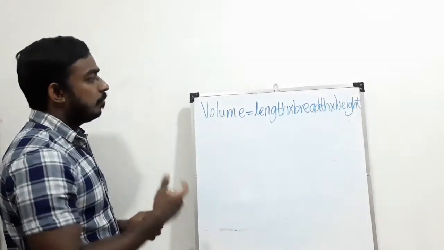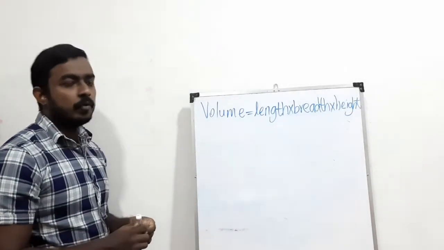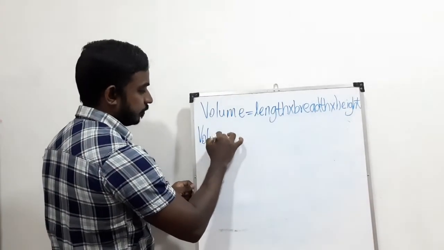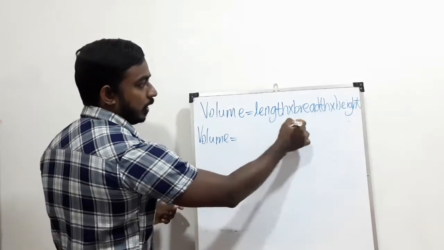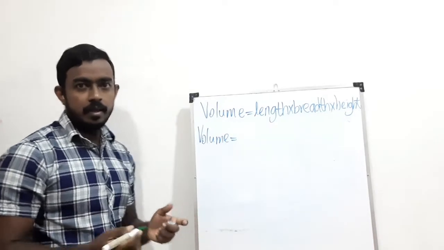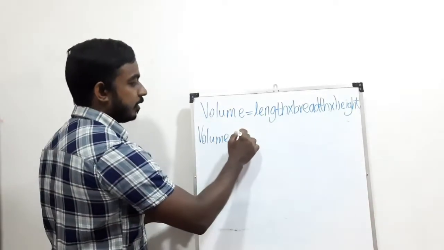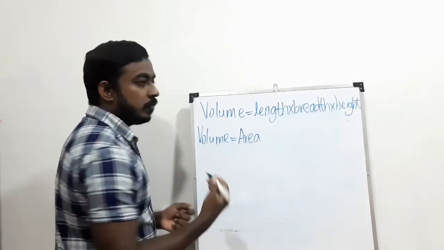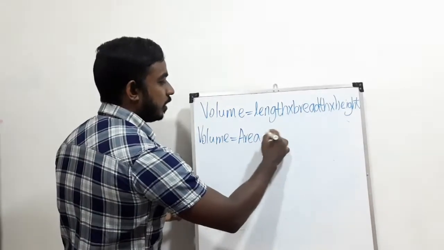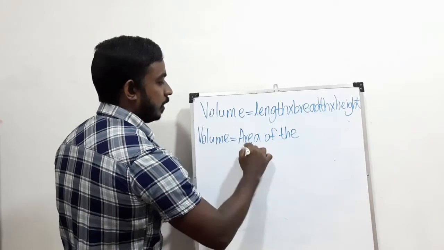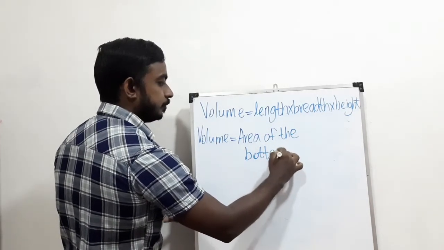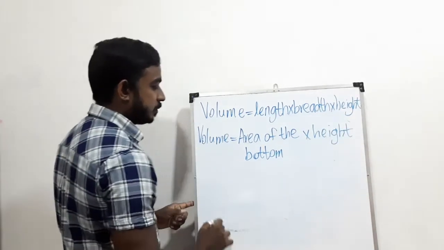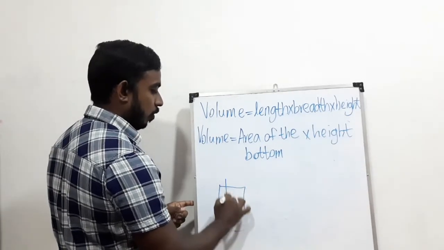Here I am going to write another formula using this formula. I can write that volume equals length into breadth, which means area. Therefore, we can write that area to identify the area of the shape. So I would write area of the bottom into height. That means in a cube or a cuboid.